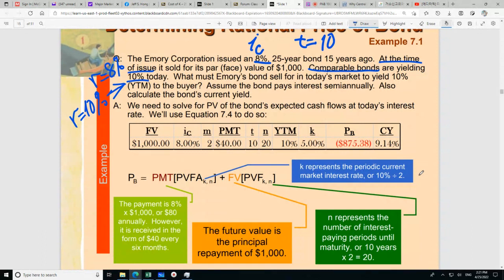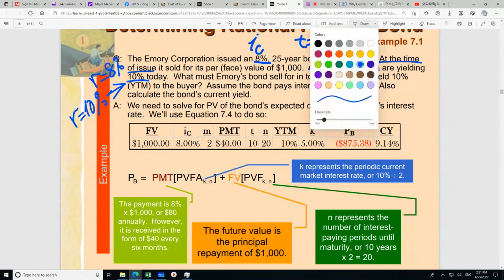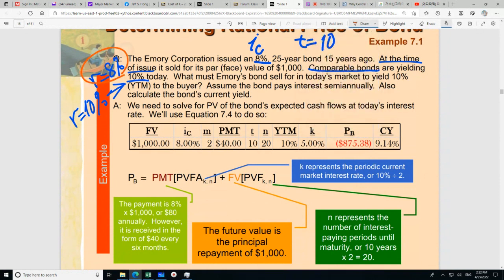Well, R is 10%, of course, because this one is 15 years ago, at the time of issue, when it was at time 0. This is now, which is time 15.